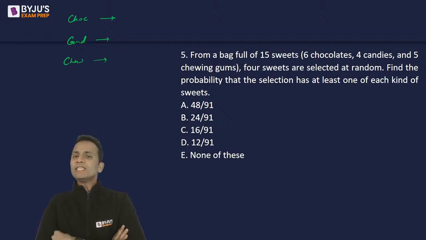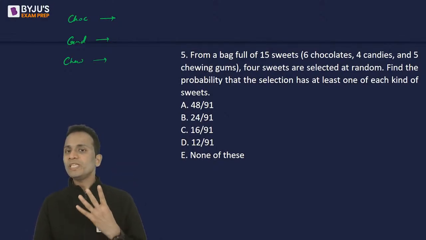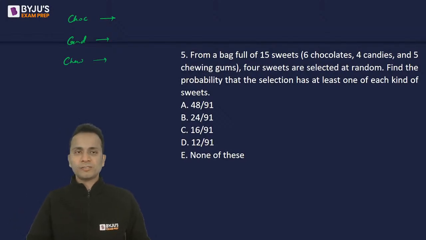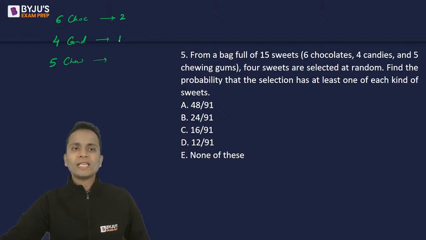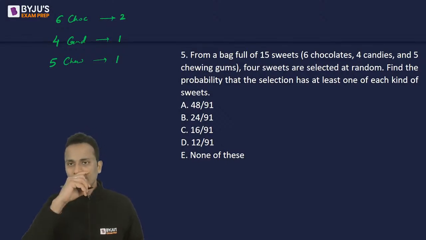Okay, now we need at least one of each kind, and the total number of sweets that we'll have to select is 4 out of the 3 types of sweets. So there will be different cases, right? So we are given 6 chocolates, 4 candies, and 5 chewing gums. The first case can be I'll select 2 chocolates, 1 candy, and 1 chewing gum. Okay, so I'm selecting a total of 4 where I've selected at least one of each kind, right?